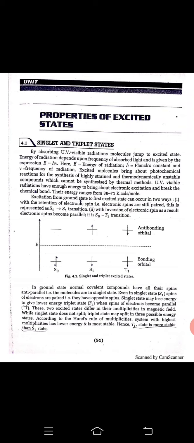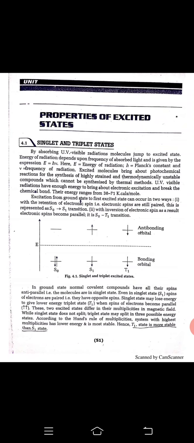Excitation from the ground state to the first excited state can occur in two ways. The first way is with retention of the electronic spin, that is, the electronic spins are still paired. This is represented as the S0 to S1 transition. The second way is with a change of electronic spin, as a result of which the electron spins become parallel. That is the S0 to T1 transition, a triplet state.